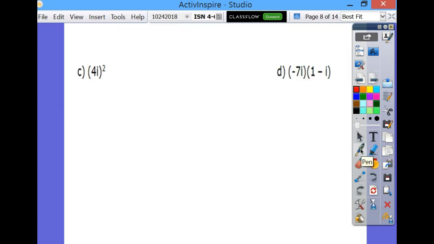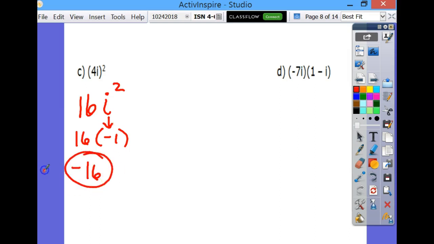So what is part C going to be equal to? When you have parentheses 4i squared. Well, what's 4 squared? And then that would be i squared. But I'm never, ever going to leave i squared in a problem. i squared is equal to what number? So i squared will always be replaced with -1. And then the final answer would be equal to -16.